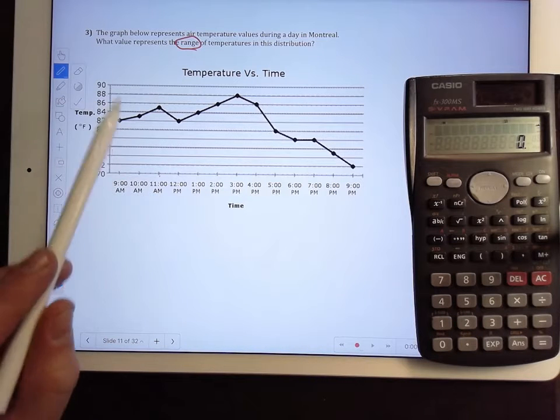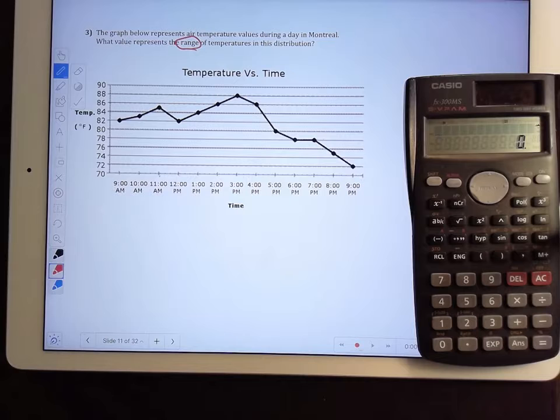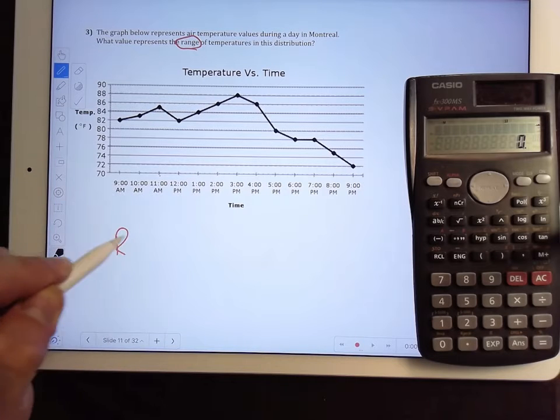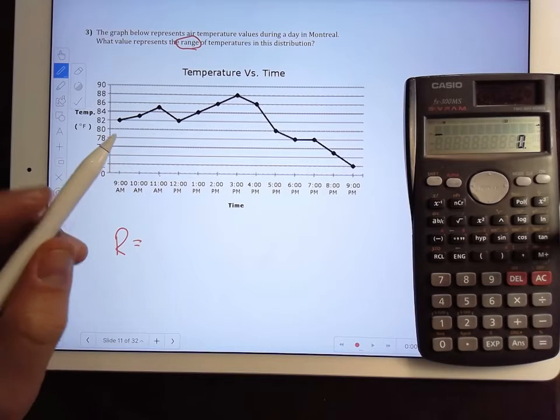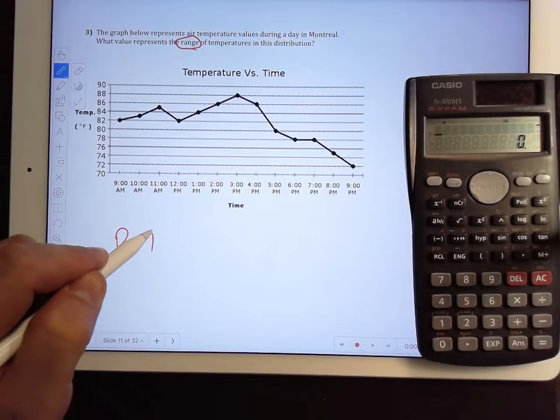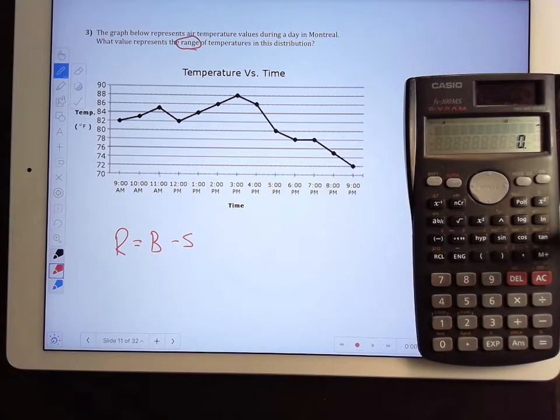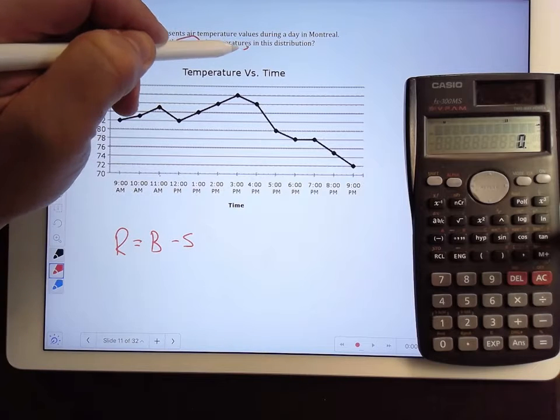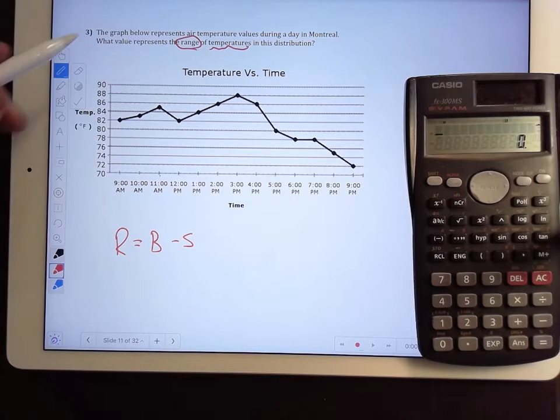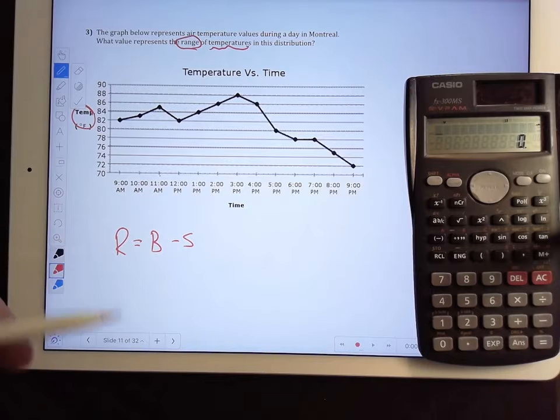And so we're going to want to take a look for the difference between the largest value of temperature and the smallest, or the biggest and the smallest, so big minus small. And we want to compare the ones that are being asked about in the question, and the question is asking us about temperature. So temperature, we can see very clearly indicated on the y-axis. So we're going to be looking for the largest y and the smallest y.